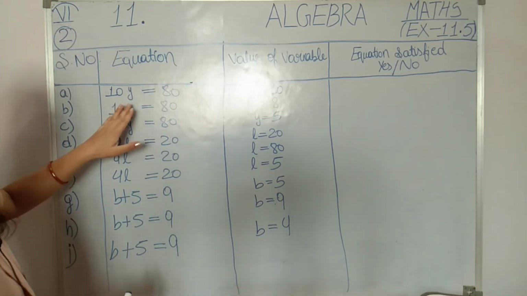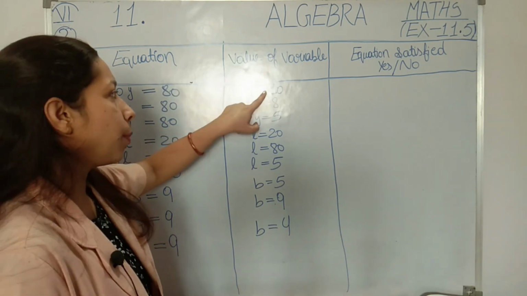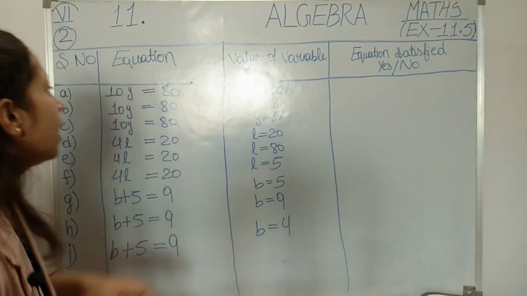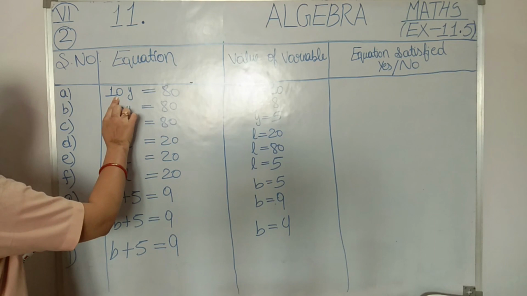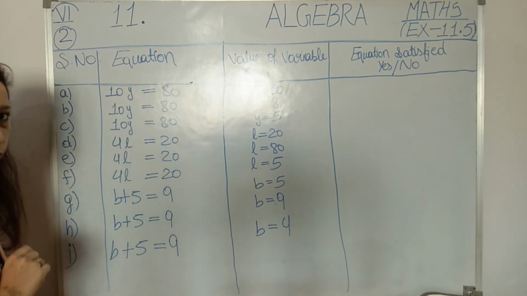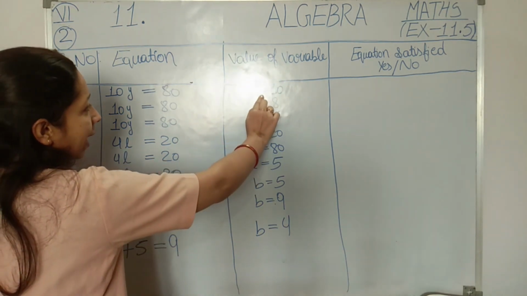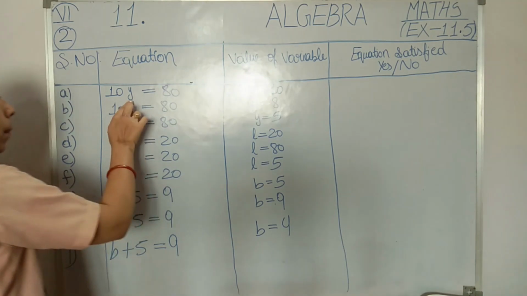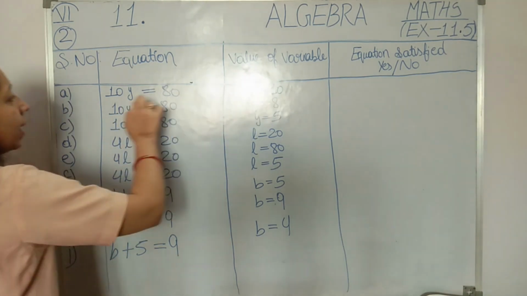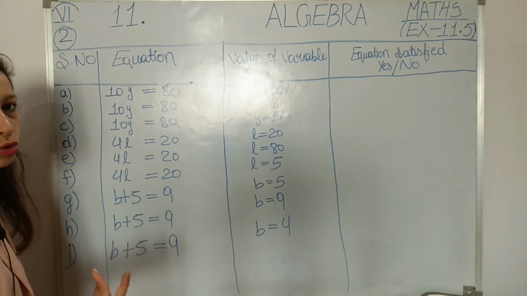So students, here the equation is 10y is equals to 80, and what is the value for variable? Value for variable is 10. It means students, here what is the relation between 10 and y? They are in multiplication, isn't it? 10 into y will give you 10y. So you are asked to put the value of y as 10. यहाँ पे y के place में हम क्या मानेंगे? 10. So if y is equals to 10, then that means 10 into 10 is equals to how much?